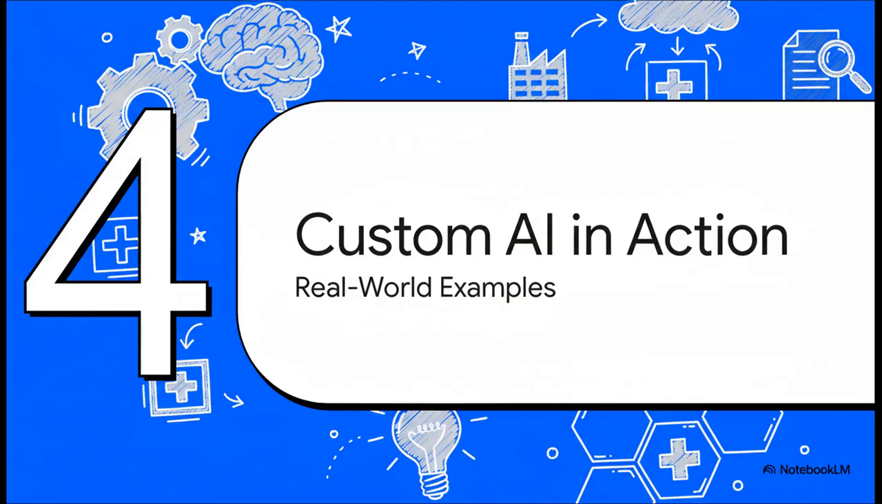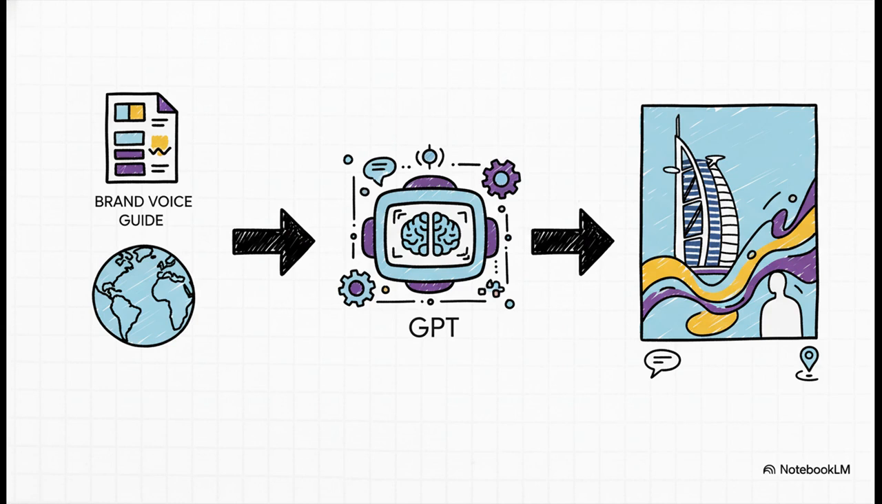Okay, the theory is cool and all, but let's get practical. How does this actually work in the real world? I'm going to run through a few quick-fire examples to show you just how useful these tools can be, whatever you do. So, say you're on a marketing team. You could build a custom GPT, feed it all your brand guidelines, your past successful campaigns, and then just ask it, hey, generate a new ad campaign for Dubai. And boom, it spits out something perfectly localized with the right tone, the right feel.